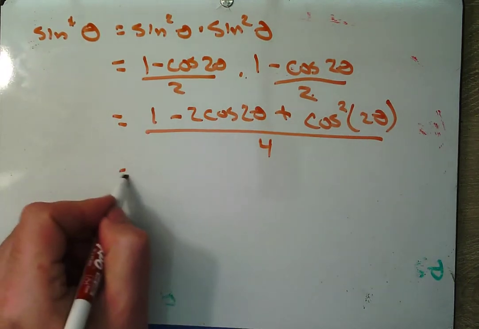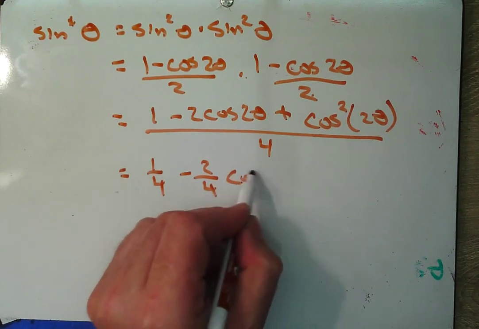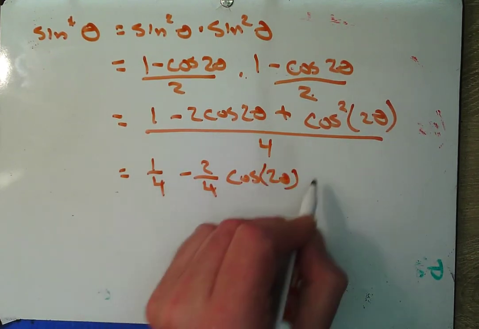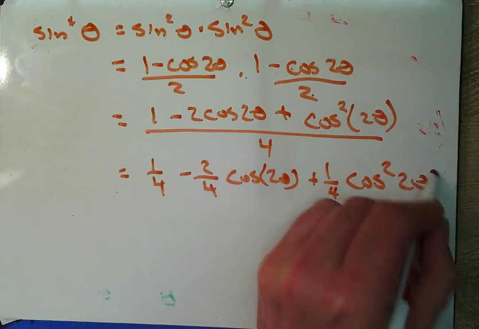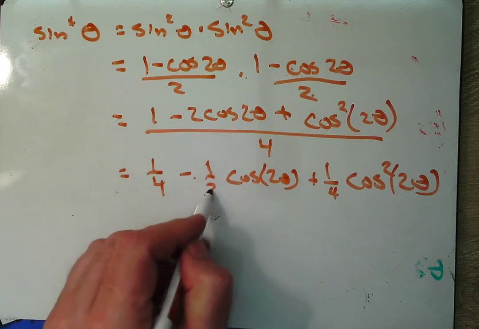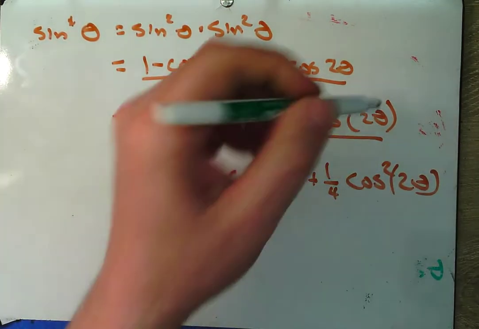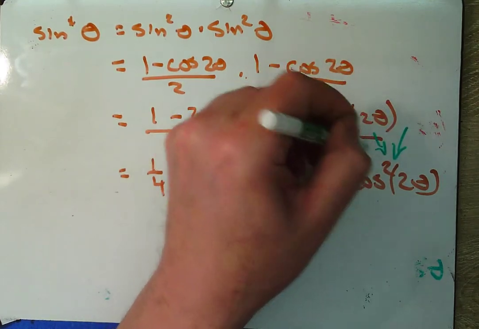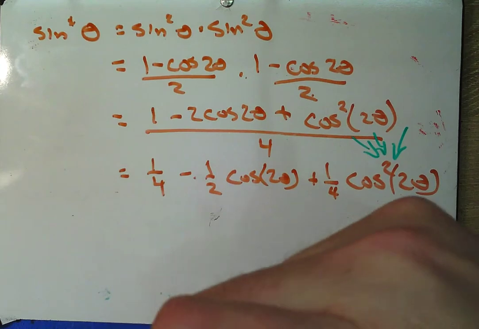I'll split this into 3 fractions. 1/4 minus 2/4 cosine 2 theta plus 1/4 cosine squared 2 theta. And here I could certainly turn that into 1/2. But I'm not done yet, am I? Because this isn't to the first power. So I have to use my power reducing identity there.